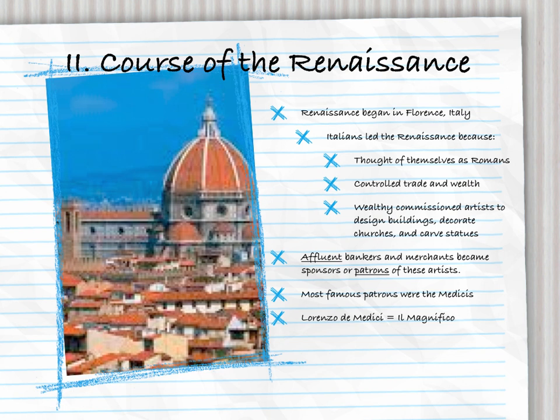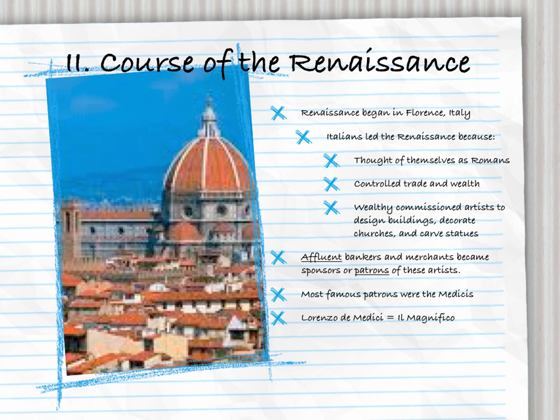They control trade and wealth. Remember, they have a lot of merchants, especially the Venetian merchants that are going across the Mediterranean to the Middle East to get goods to trade in Europe. So people have become very, very wealthy in Italy, and so these very wealthy people have commissioned artists to design buildings, to decorate churches, to carve statues. They have money to pour into these things. They want to show off their wealth.